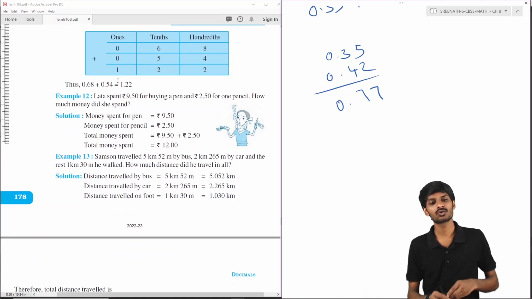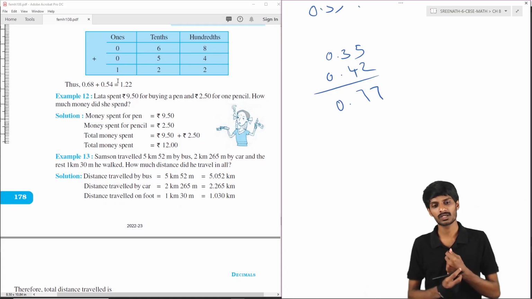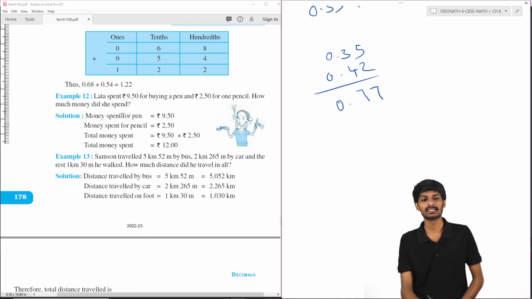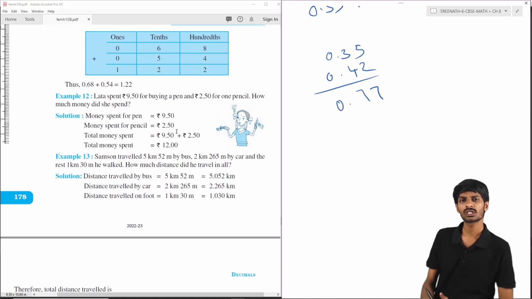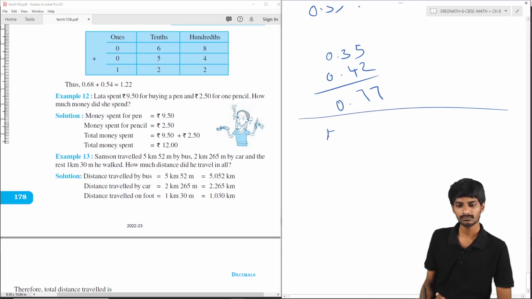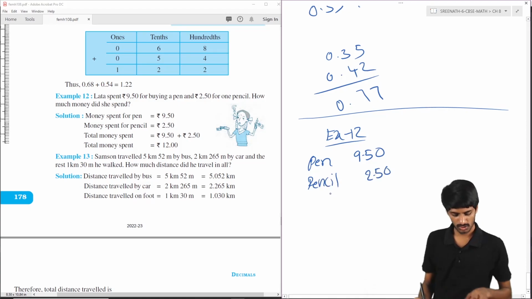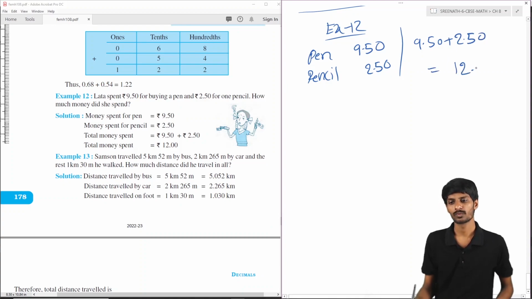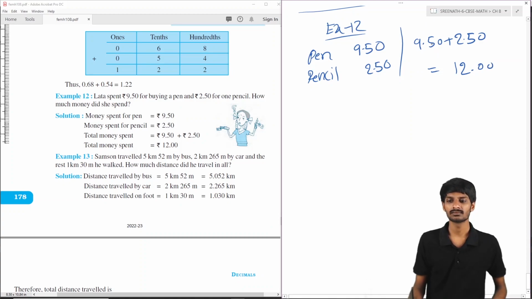So Lata spent 9 rupees 50 paise, 9.5 rupees, for buying a pen and 2.5 rupees for one pencil. How much money did she spend? So the total money she spent is what? For the pen she had spent 9.5 rupees. For the pencil she had spent 2.5 rupees. The total money is 9.50 plus 2.50. That is nothing but 12 rupees. Simply adding, just addition, students.